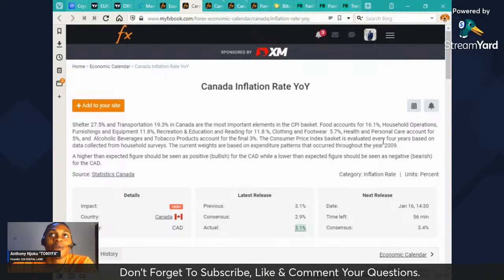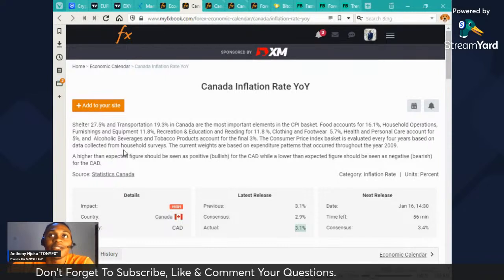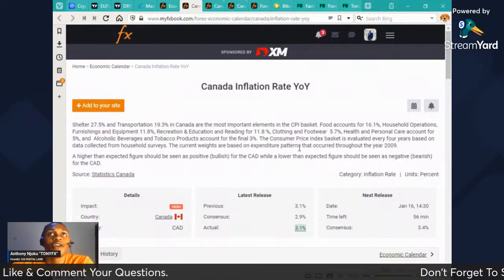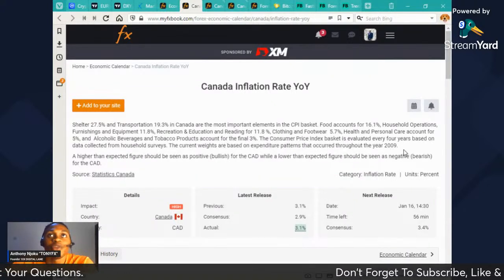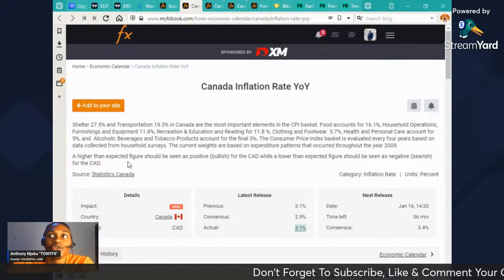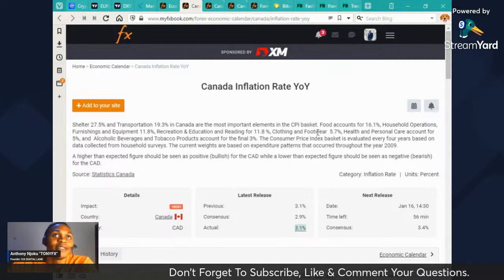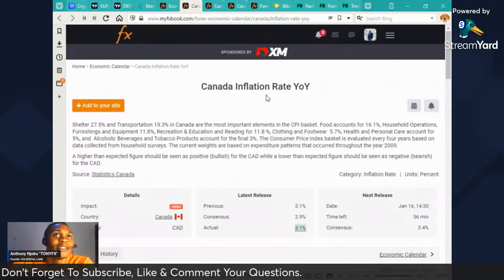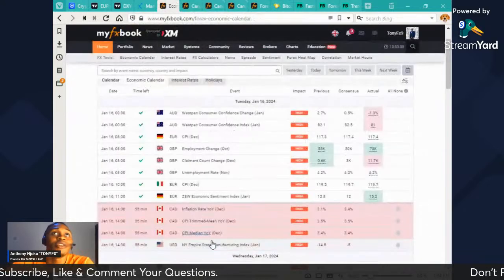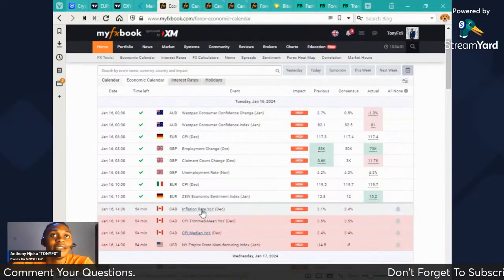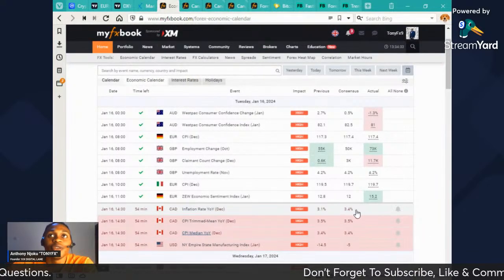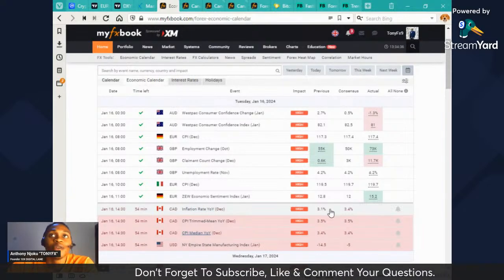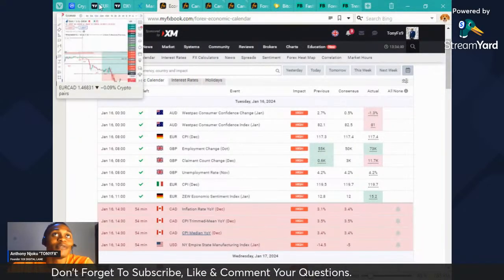The consumer price index basket is evaluated every 4 years based on data collected from household surveys. The current weights are based on expenditure patterns throughout the year 2029. A higher than expected figure should be seen as positive for the Canadian dollar, while a lower than expected figure should be seen as negative. So if you get something higher than 3.4%, it is good for CAD, but if you get something lower than 3.4%, it is bad for CAD.